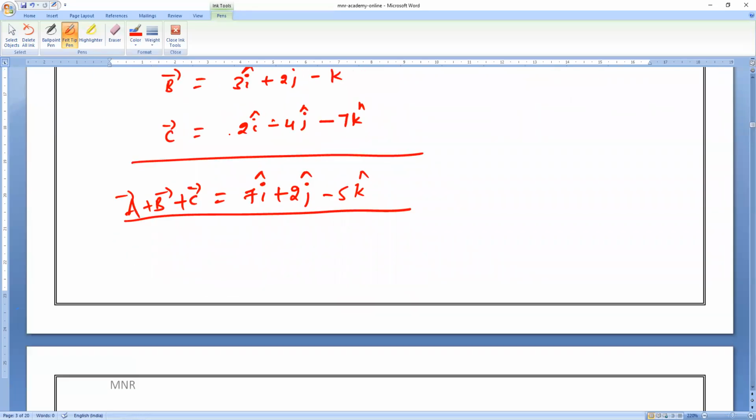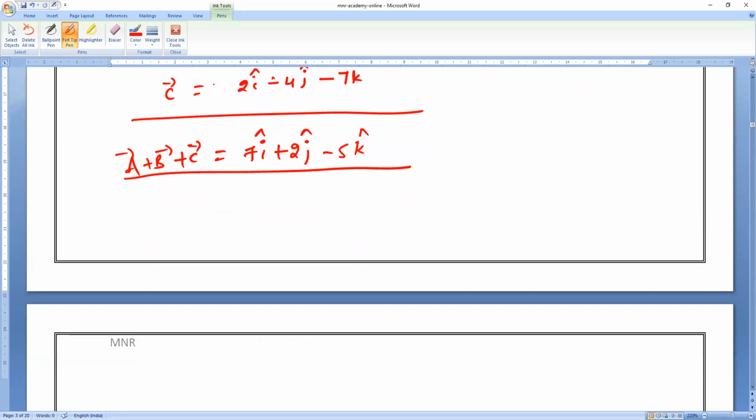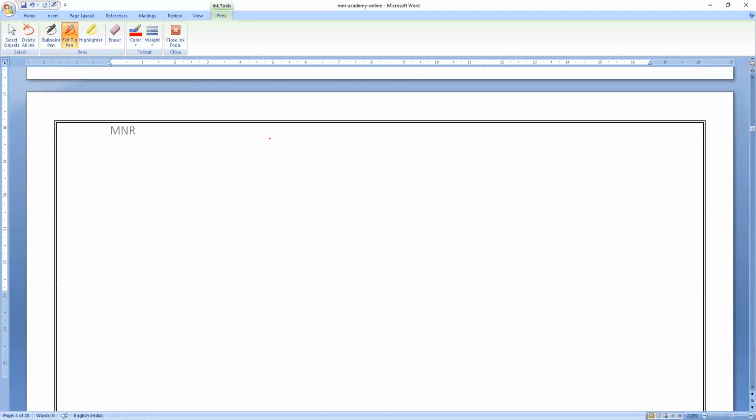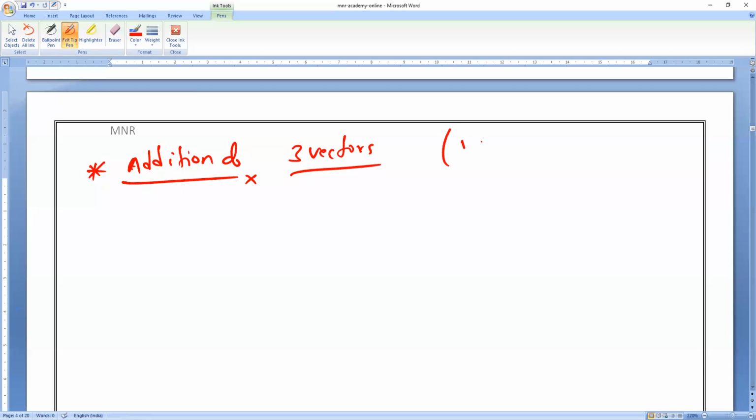This is how we will add any equations normally, just like this. So that is what we'll discuss: how to add these vectors and how to find it. This is very, very important, so addition of vectors you have to do like this. Now, if three vectors are given, how do we find the sum? Let us discuss. Please keep noting, this is the most important one. Many times the question used to come. Addition of three vectors.